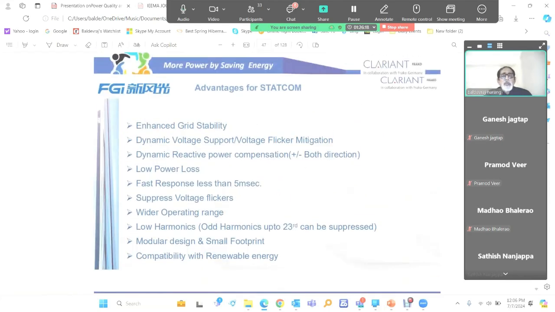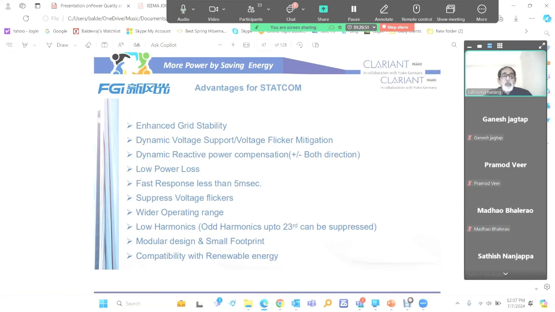So for this STATCOM, I have listed out some points. This is grid stability we are enhancing. It provides dynamic support for voltage, inductive or capacitive both. It can also mitigate flicker. It can mitigate harmonics up to the 23rd harmonic in what we are supplying. Mostly the STATCOMs mitigate up to the 13th harmonic, but what we are supplying can mitigate up to the 23rd harmonic. The support is available in both inductive and capacitive directions.